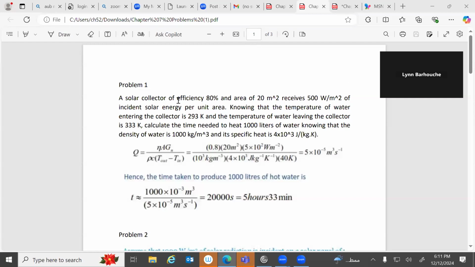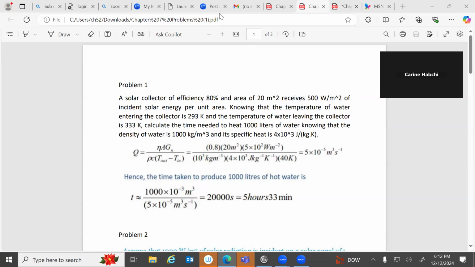So we have a solar collector of efficiency 80% and area of 20 meters square, receives 500 watt per meter square of incident solar energy per unit area. Knowing that the temperature of water entering the collector is 293 Kelvin, and the temperature of water leaving the collector is 333 Kelvin, calculate the time needed to heat 1,000 liters of water, knowing that the density of water is 1,000 kilogram per meter cube, and its specific heat is equal to 4 times 1,000 joule per kilogram Kelvin.